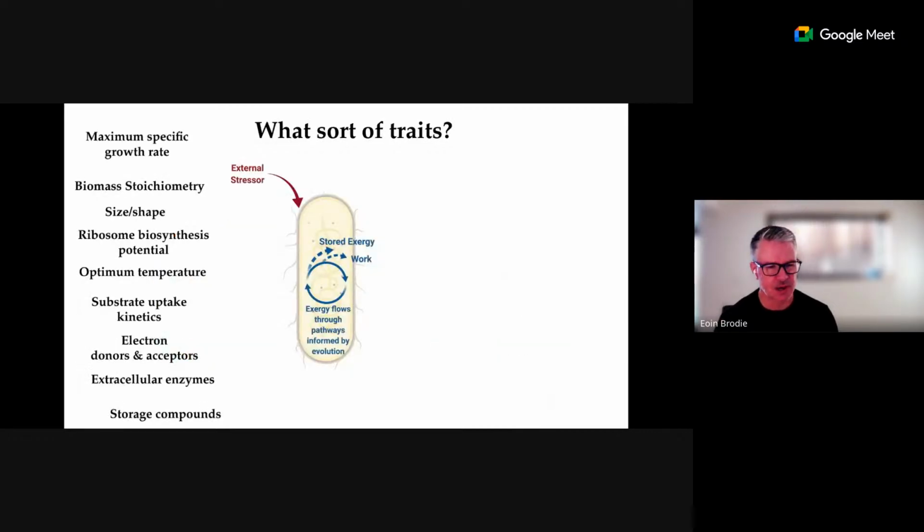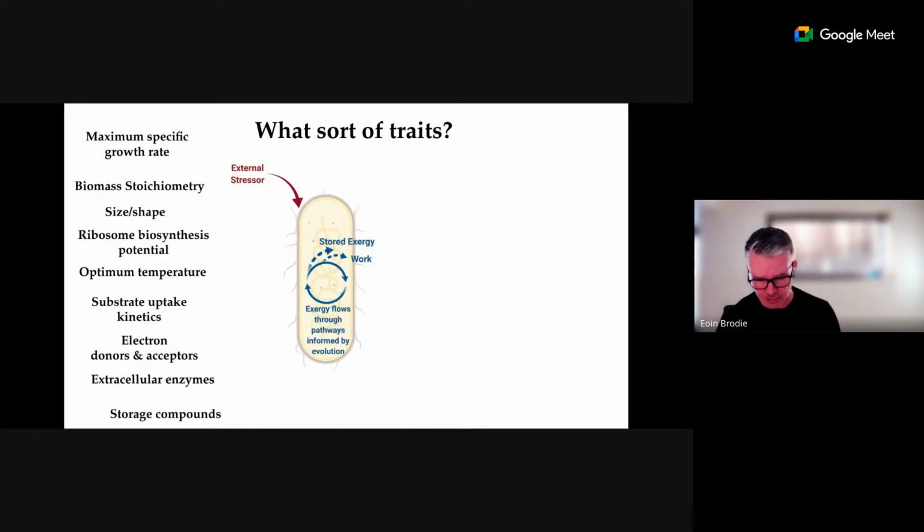So for microbes, we might want to know something about its maximum specific growth rate. How fast can it grow? What is the microbe made of? What size and shape does it typically form? How fast can it produce proteins? Under what temperature does it typically grow? How fast can it bring in resources? How does it acquire energy from the environment? What electron donors and acceptors might it use?